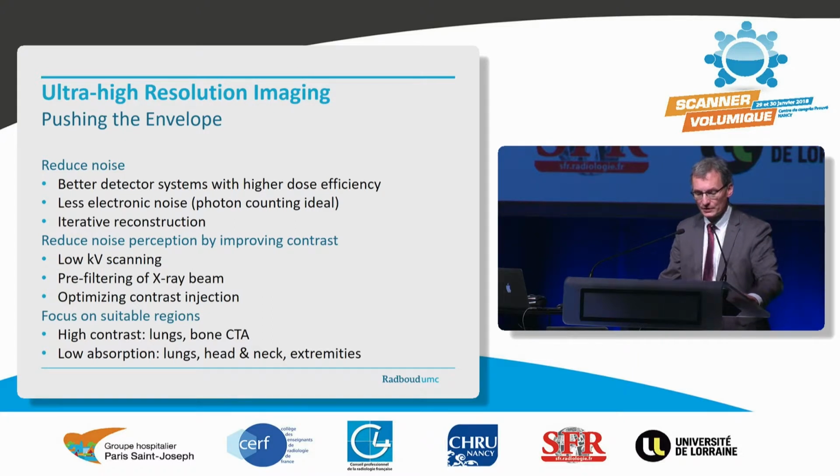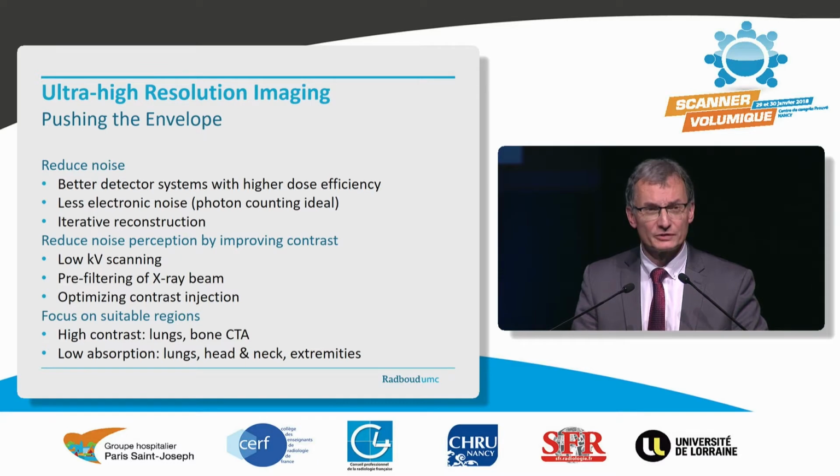We can reduce the noise by using better detector systems with higher dose efficiency, and those are those with less electronic noise. And here, photon counting is ideal because it has no electronic noise, but most of the new detectors actually have substantially lower electronic noise than earlier systems. And finally, use iterative reconstruction to do noise reduction.